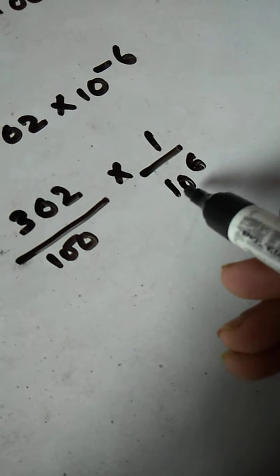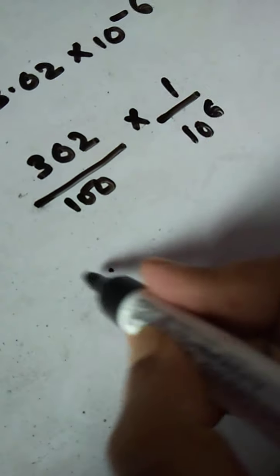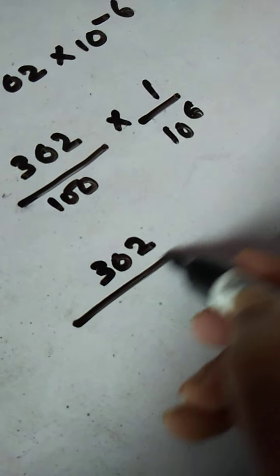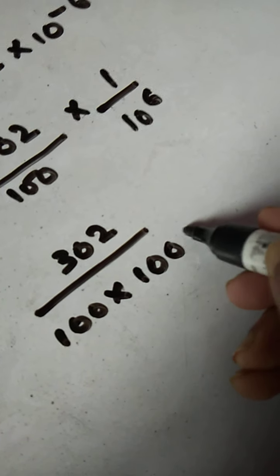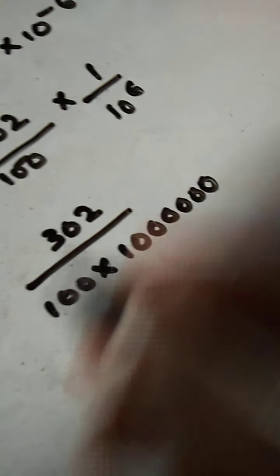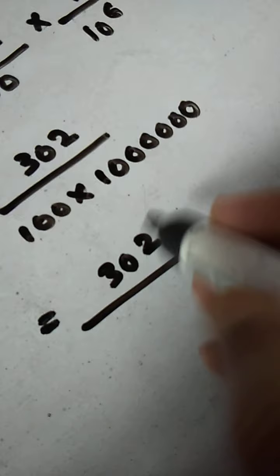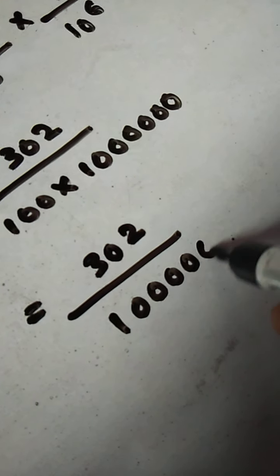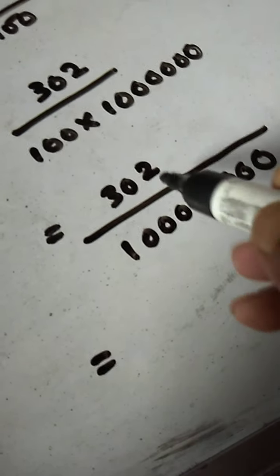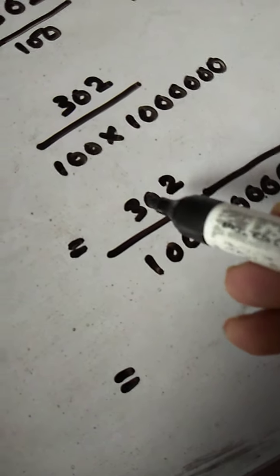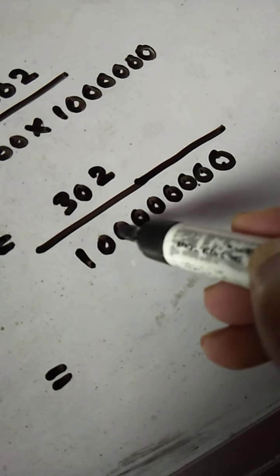Now we'll expand this. 10 to the power 6 gives 6 zeros, and there are already 2 zeros here. So 302 into 1 is 302 only. Now 2 zeros are already here and 6 more zeros: 1, 2, 3, 4, 5, 6. How many zeros altogether? 8: 1, 2, 3, 4, 5, 6, 7, 8. Now 8 zeros are there, and we have to convert this into the usual form.